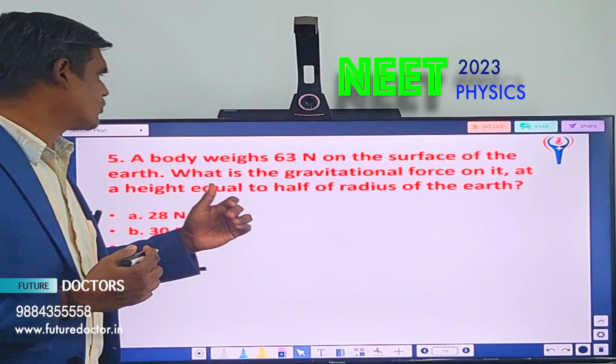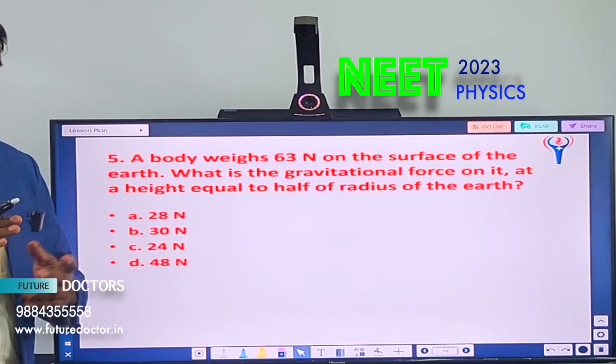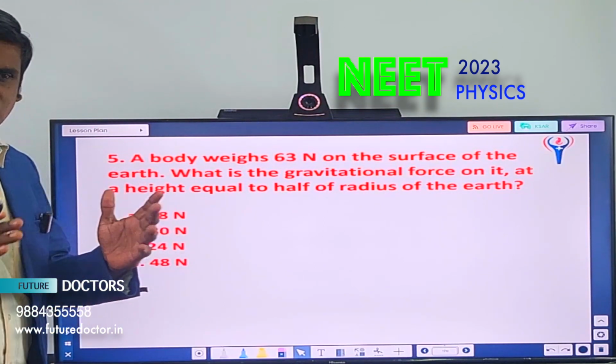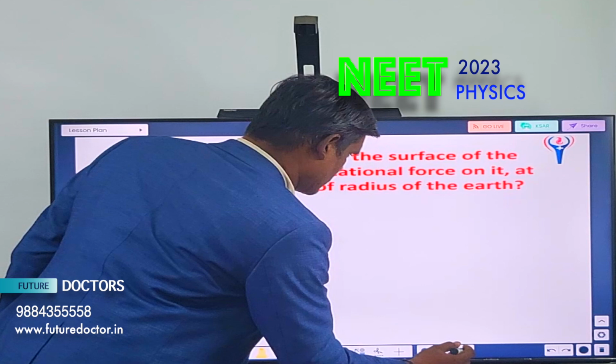Here you should know the relation between gravitational force, weight, radius. By knowing the relationship only, you can solve this question. Let's move to question number 6.